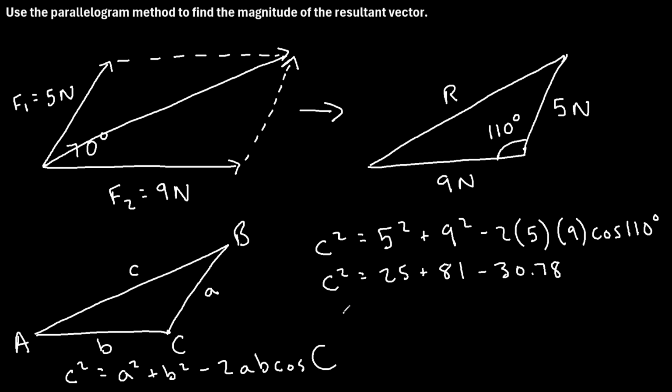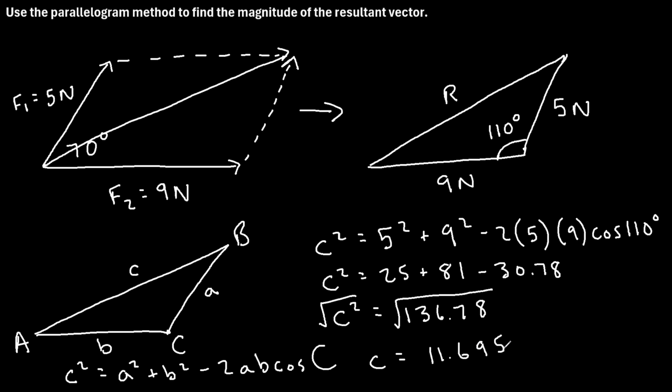So then if we simplify a little more, we find C squared is equal to all of these values added together. That turns out to be 136.78. And to solve for C, we can take the square root of both sides. And we'll find that C is equal to the square root of 136.78 is 11.695. So that's what C is. And in our case, that's what R is, the resultant vector.